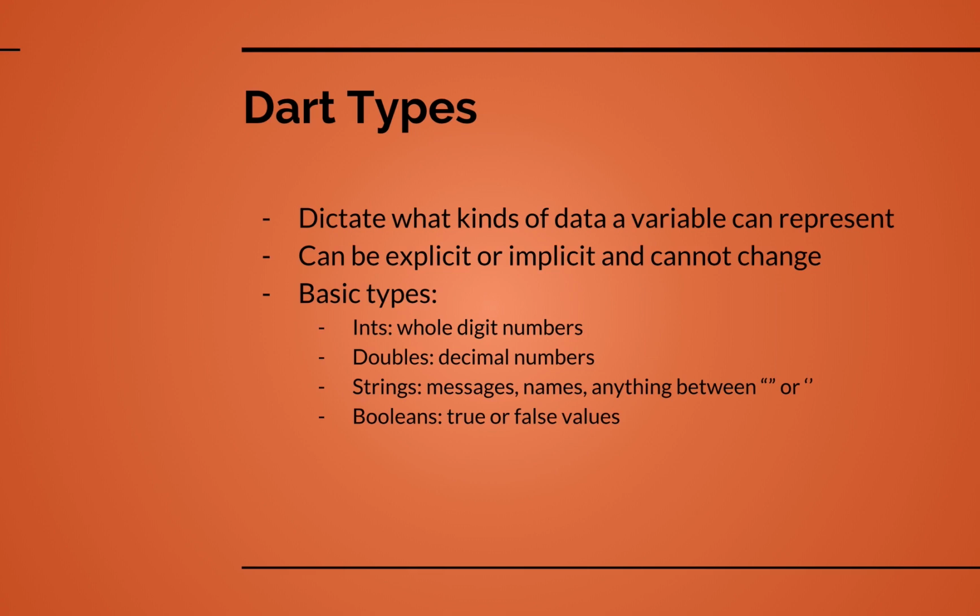So there are four basic types of variables in Dart. There are integers, doubles, strings, and booleans. Integers represent whole digit numbers, so that means 0, -1, +1, etc. Doubles are decimal numbers. Strings are anything between either the double or the single quotes. It doesn't matter in Dart, but they're used to represent messages or names or anything that might have a text value. And Booleans are simply true or false. They're the most simple of all variable types.